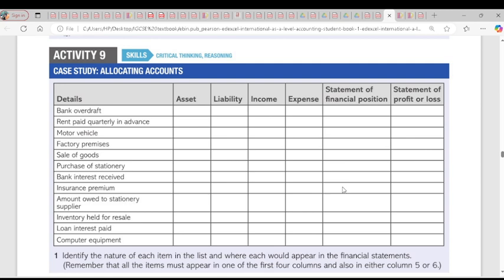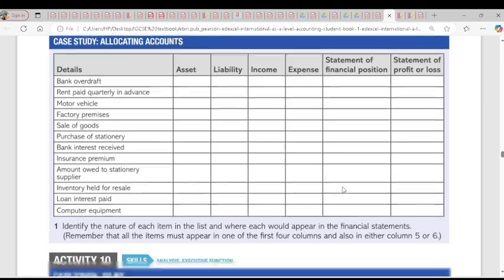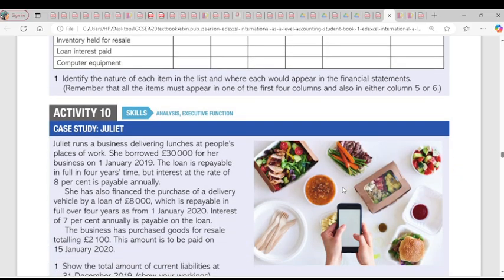Amount owed to stationery supplier is a liability, which is a statement of financial position. Good. Inventory held for resale. That is not a liability, that is an asset, and statement of financial position. Loan interest paid. That's an expense, and statement of profit or loss. Computer equipment. That is an asset and a statement of financial position. Good. Go to activity 10.